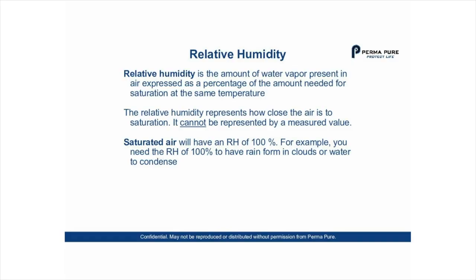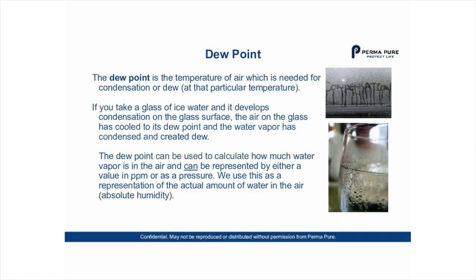The relative humidity represents how close the air is to saturation. It cannot be represented by a measured value. Saturated air will have a relative humidity of 100%. For example, you need the relative humidity at 100% to have rain form in clouds or water to condense. The dew point is the temperature of air which is needed for condensation or dew at that particular temperature.